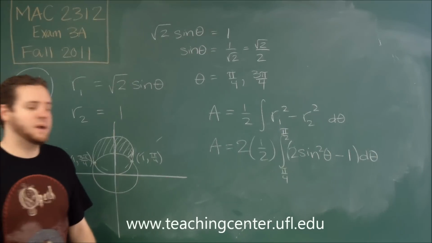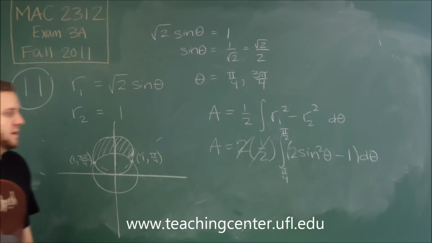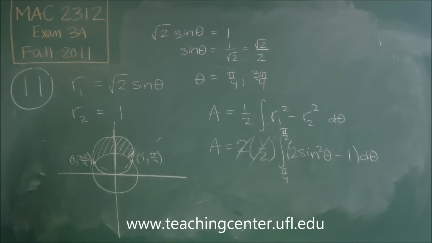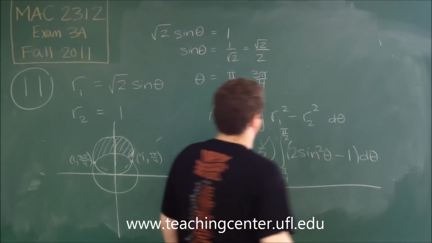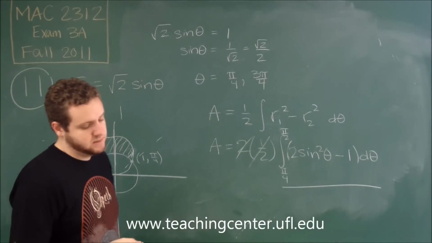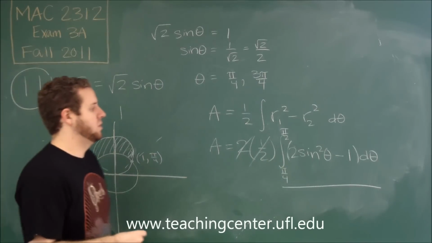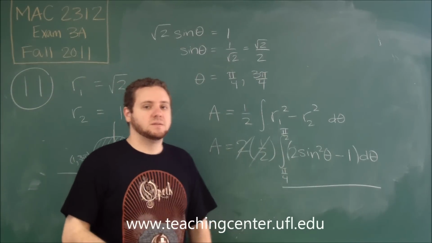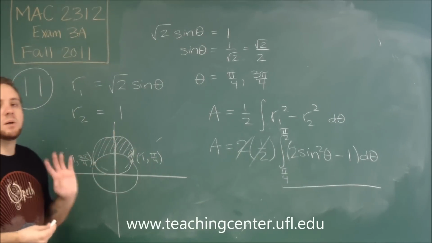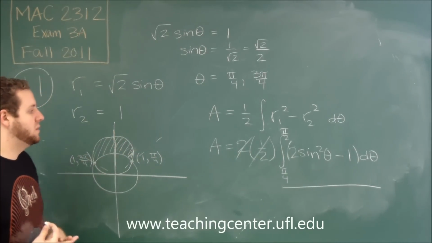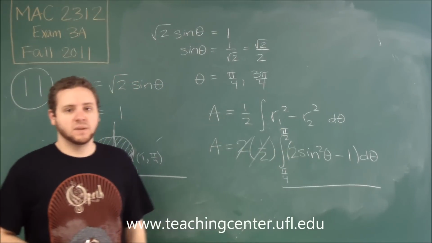And in front here, the 2 and 1/2 cancel out. So your final integral that would give you the area that we're talking about here is this: we would be integrating 2 sine squared theta minus 1, going from pi over 4 to pi over 2. So keep in mind, if you had not done the cut it in half and double it strategy, you would have just had half the integral from pi over 4 to 3 pi over 4.